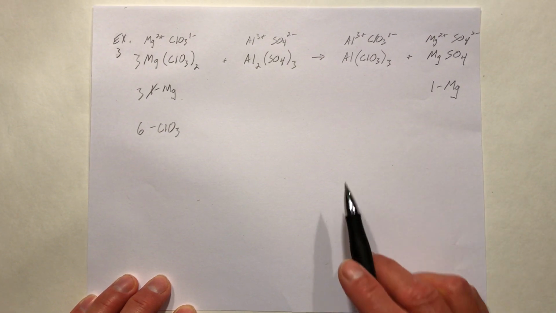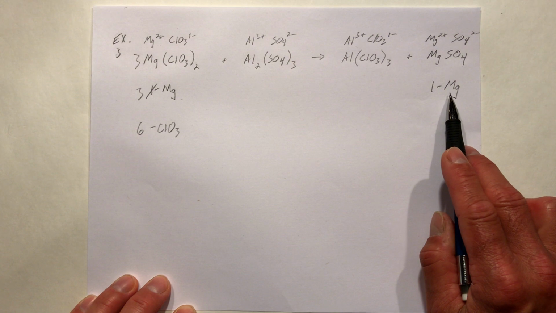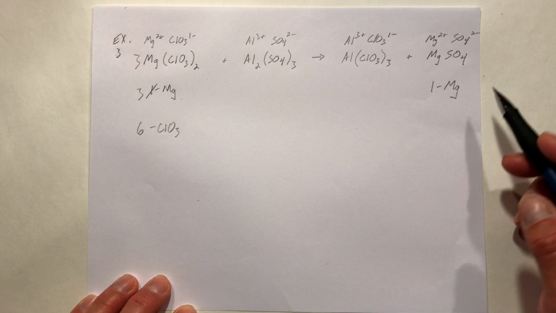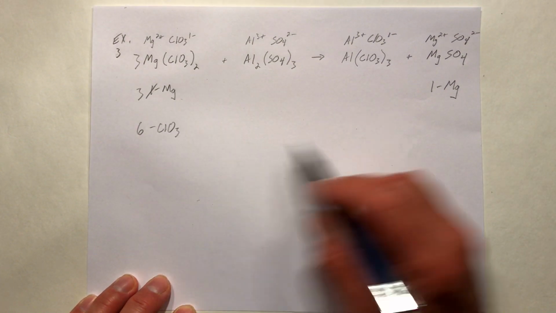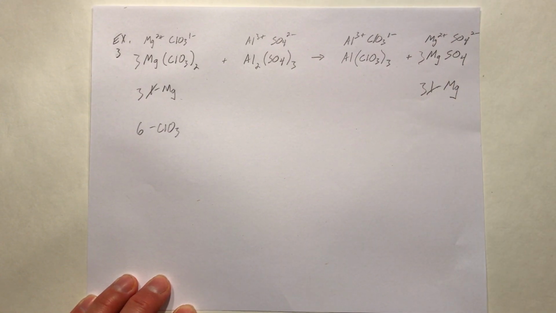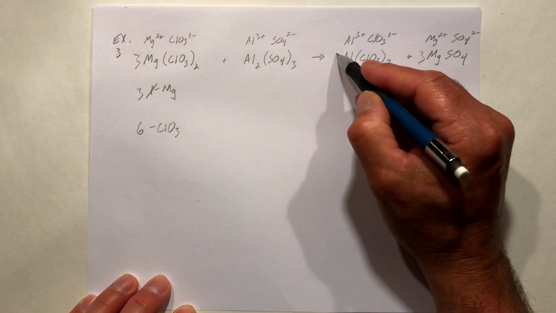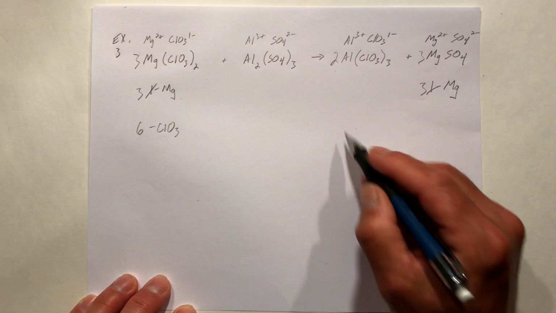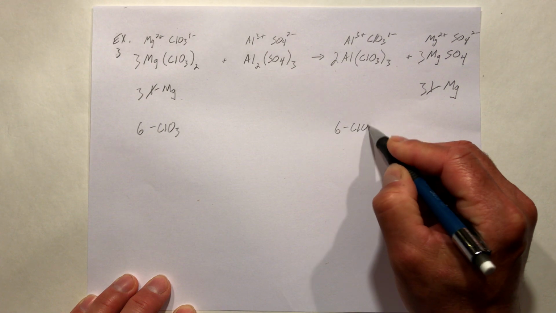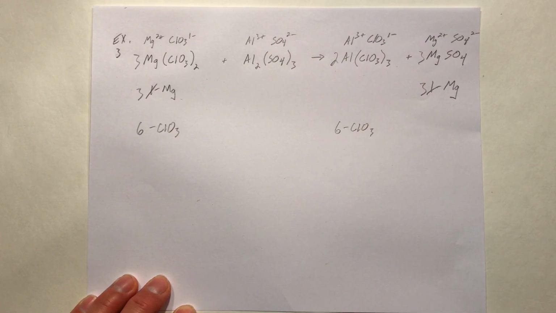Let's fix the Mgs. It's very important that when you change something that you've counted, go and fix it before you continue on with more changes. So 3 Mgs, let's put a 3 here, so we have 3 Mgs. And then we have 3 times 2 is 6 ClO3s. Let's put a 2 in front of this. 2 times 3 is 6 ClO3s. Now I realize I changed the aluminum, but we haven't counted that yet, so we'll get to it.